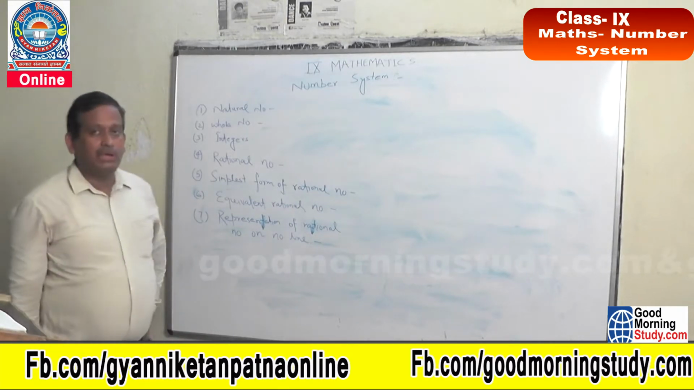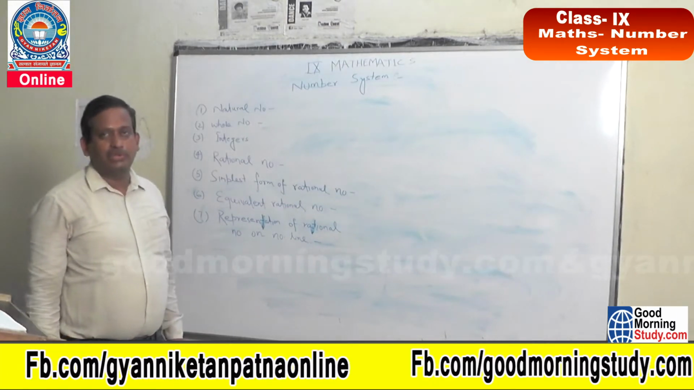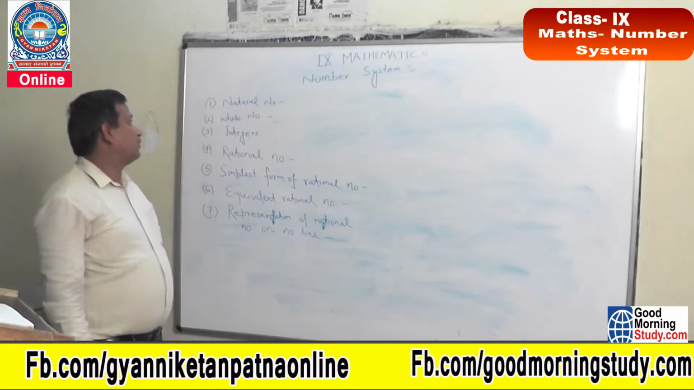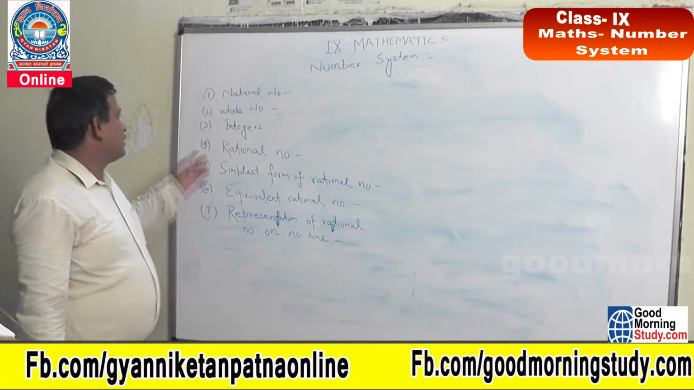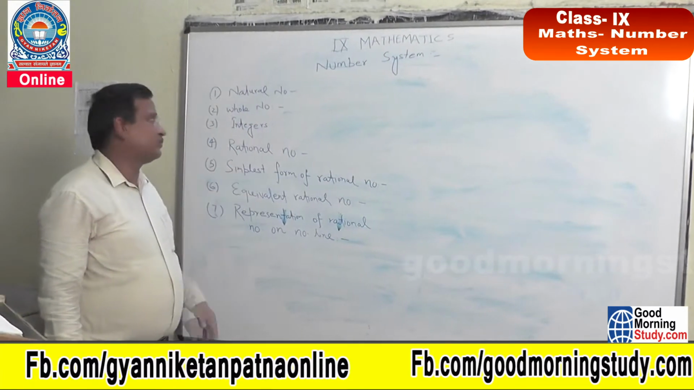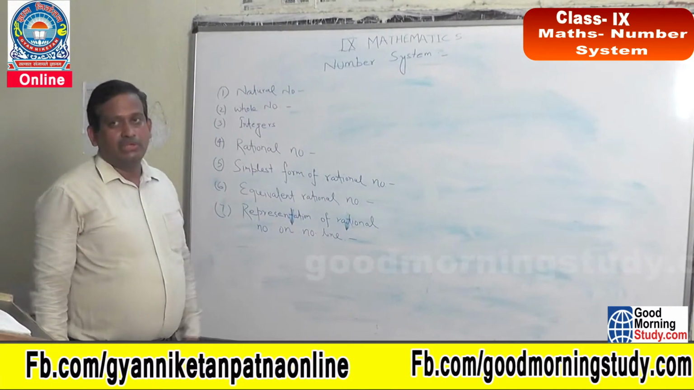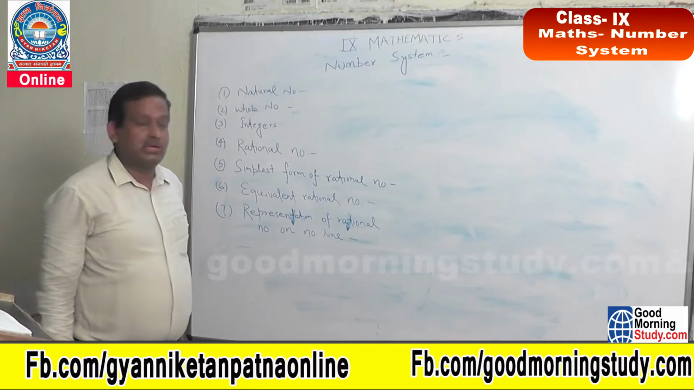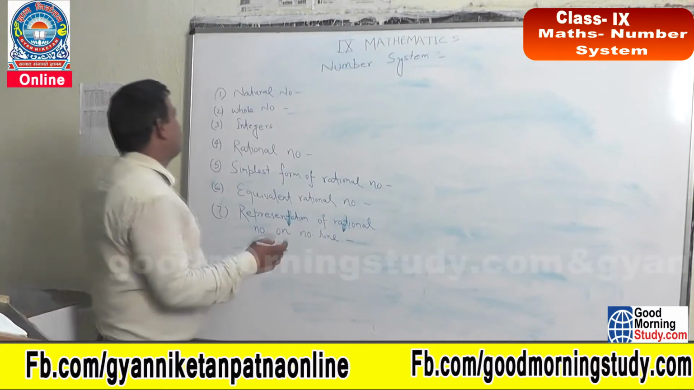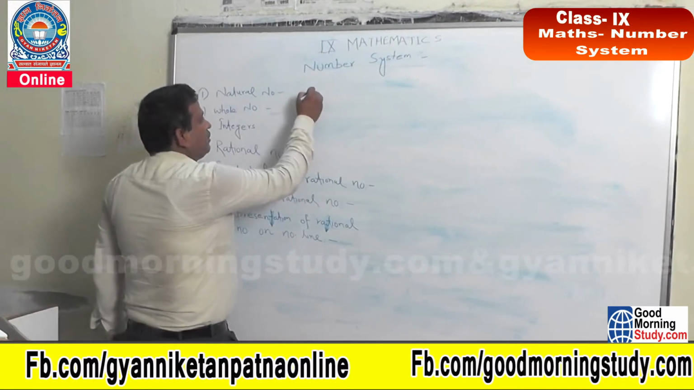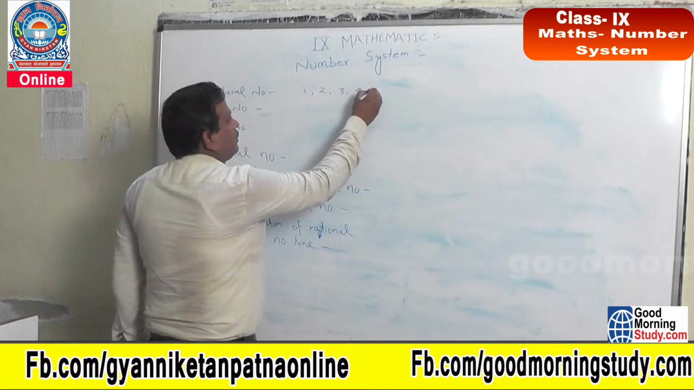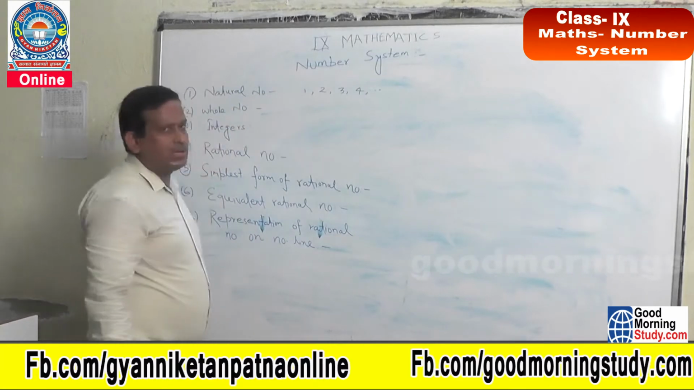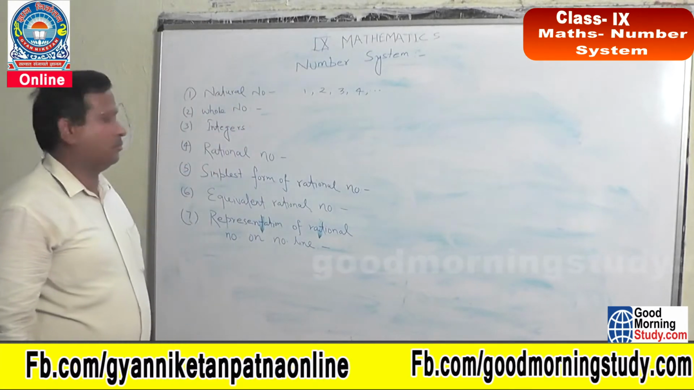First of all, I will discuss the basic terms related to the number system. A few terms we know from the previous class also, but they are in your syllabus, so I am discussing them. Natural numbers: children, everyone knows counting numbers are known as natural numbers, like 1, 2, 3, 4 and so on. These are the counting numbers, and that's why they are natural numbers.